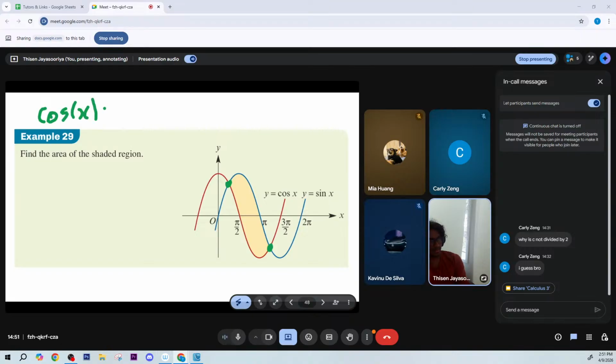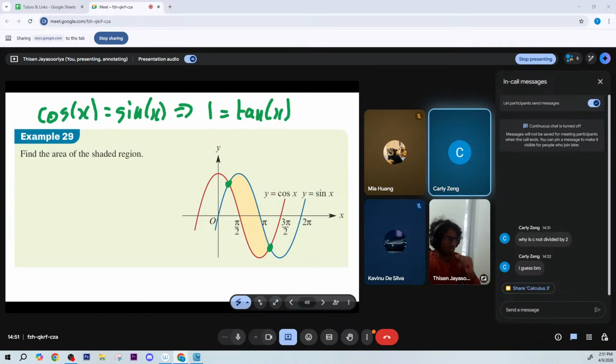So cos of x equals sine x, right? We know that this is equal to 1 equals tan of x. I've done this with Mia before. I don't know if Carly has seen this. Have you seen the solutions for trig functions before? Have you seen like solving trig functions?